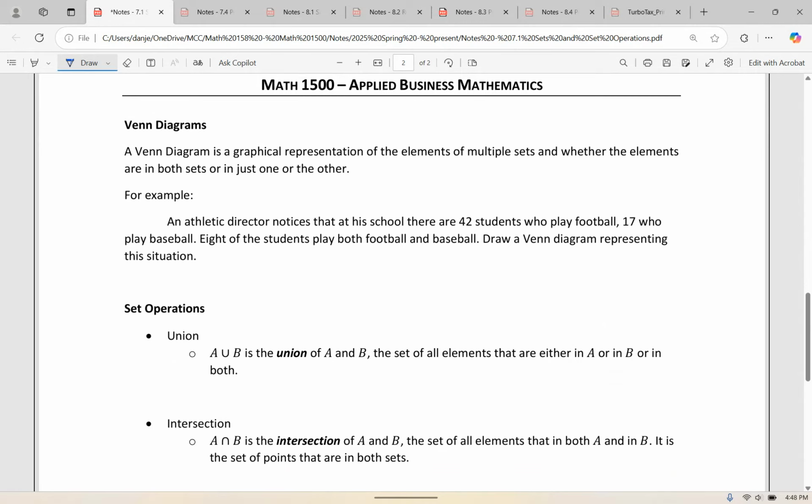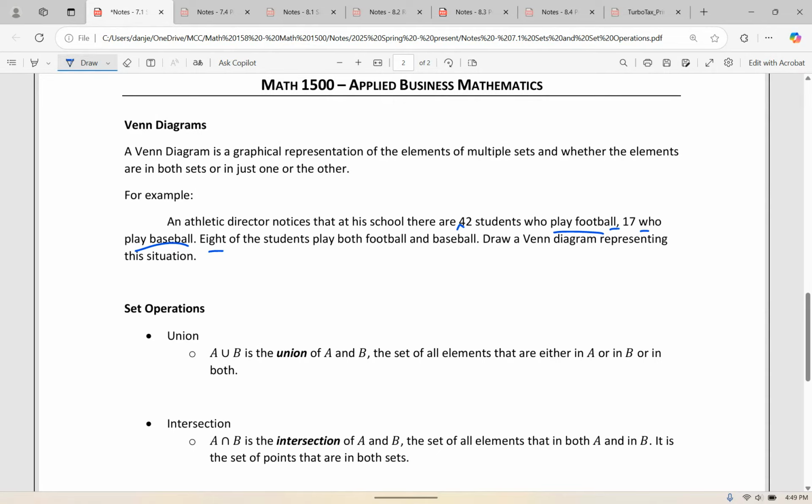It's something that not a lot of people love, but they're not that bad. Okay. So, for example, an athletic director notices that at his school there are 42 students who play football, 14 who play baseball. However, 8 of the students play both football and baseball.